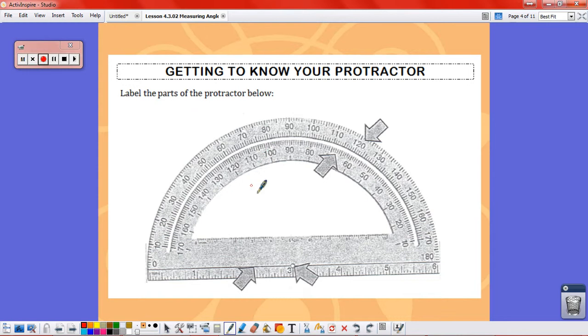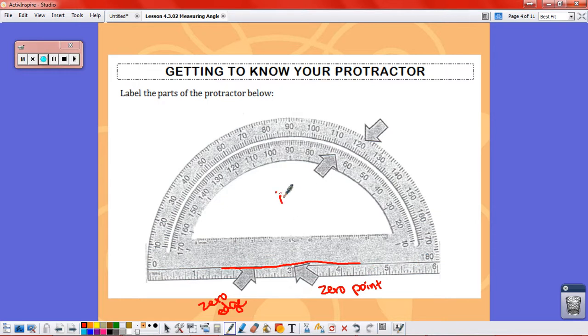So we label the parts of the protractor. Here we have a 0 point. It's this little hole in the protractor where you line up the vertex, the corner of the angle. And then the line going across here is the 0 edge, because you can see that it lines up with our 0-degree marks. That would be here.